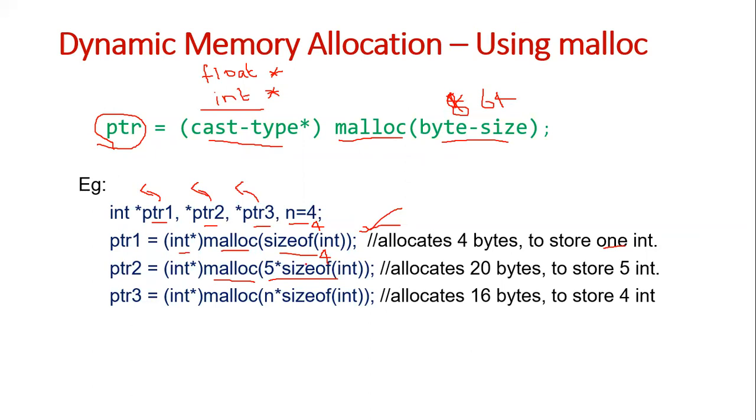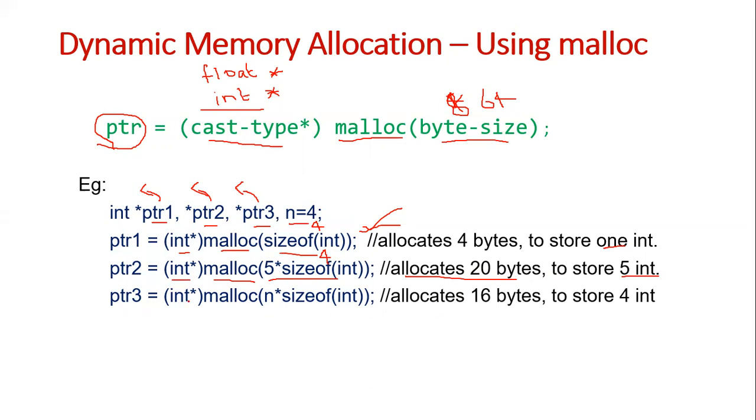And in all these 20 bytes of memory, you can store only integer values. An integer occupies 4 bytes. Okay, integer occupies 4 bytes. So 20 by 4 is 5. So it will allocate 20 bytes of memory, where 5 integers can be stored. Okay. Or instead of this 5, which is a constant, you can use a variable also. Here n is a variable.